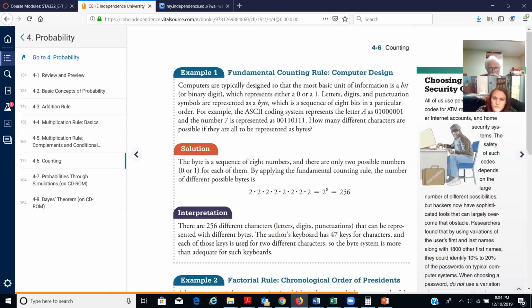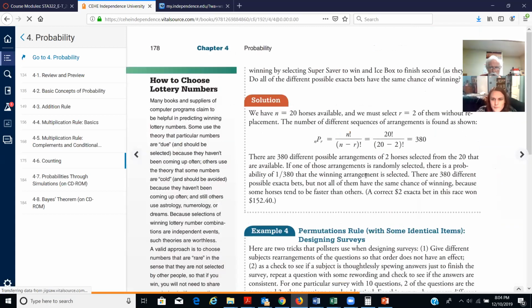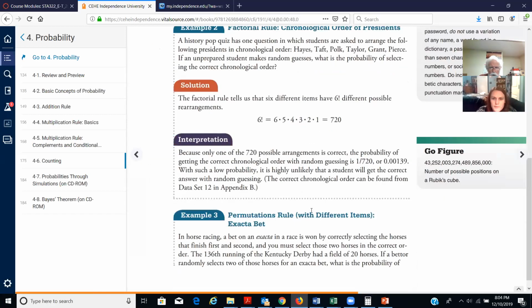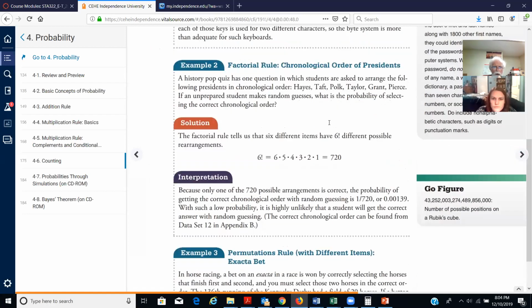So let's go on. We'll look at this. Wait a minute. Needed to go down a page. Okay, we won't go into horse racing.